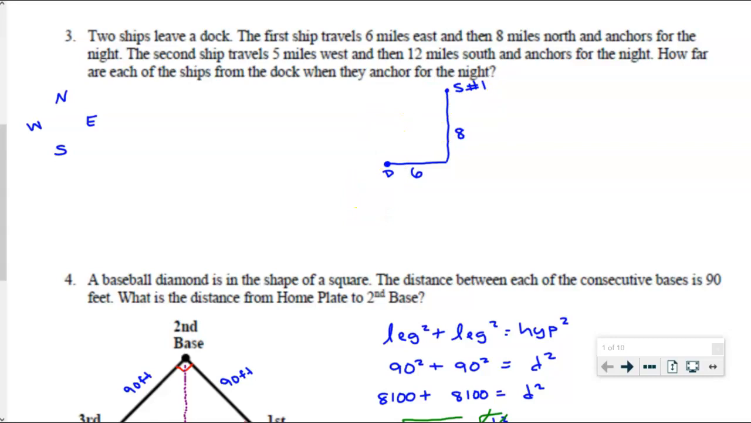Could you figure out how far away ship number 1 is from the dock? Yeah. Would I say it's 6 plus 8 away? No, that's how much it traveled. But how far away is it actually? We don't measure distance this way. We measure distance this way.